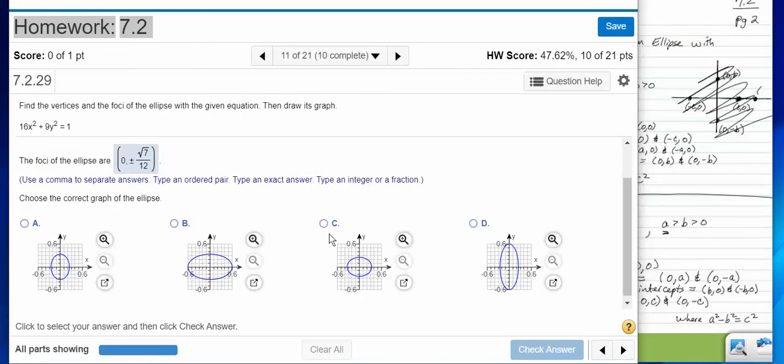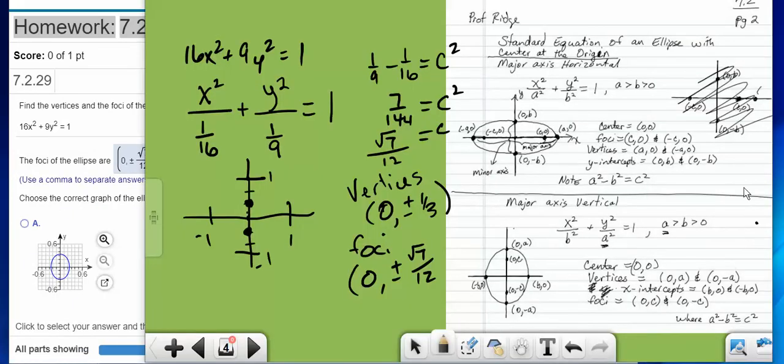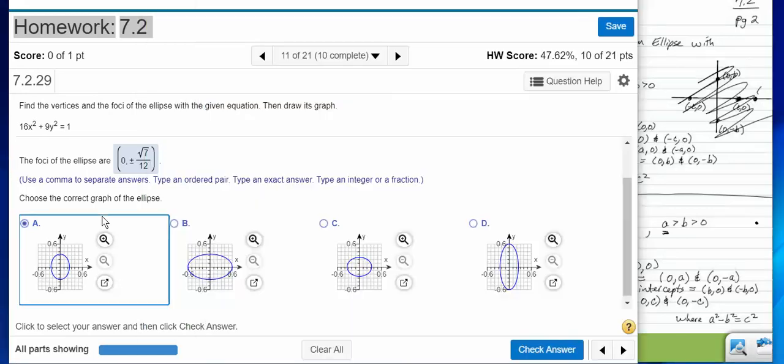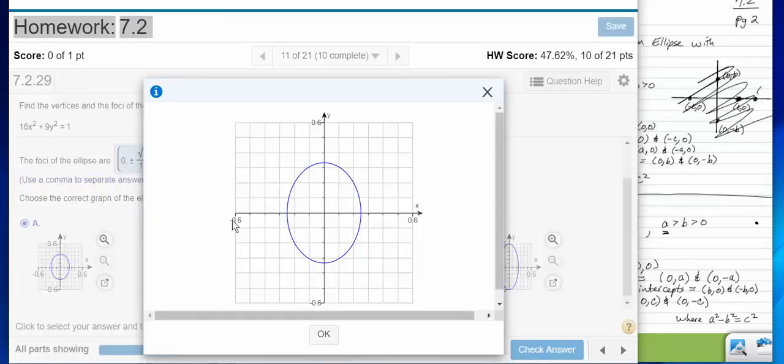And then our graph, so let's see, the 1/9 was in the y direction. Square root of 1/16 is 1/4, so about 0.25. And then just kind of make your best attempt of an oval if you're doing it by hand. So let's see here. It looks like A, doesn't it? Let's just zoom in on it real quick. So they're saying this is 0.6. So this is 0.1, 0.2, 0.3, 0.33. Yeah, so it's A.